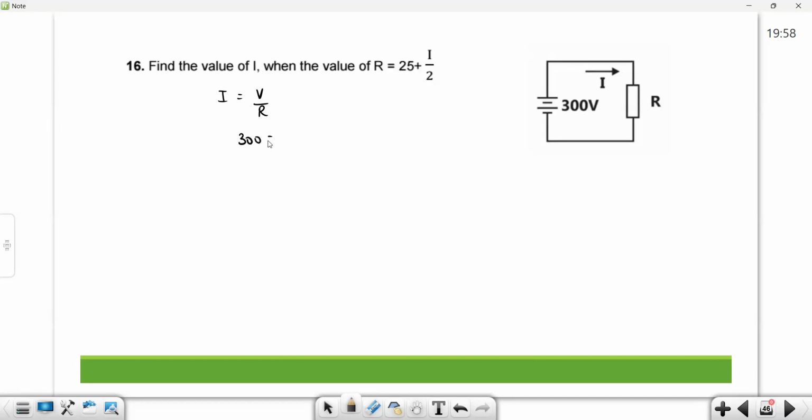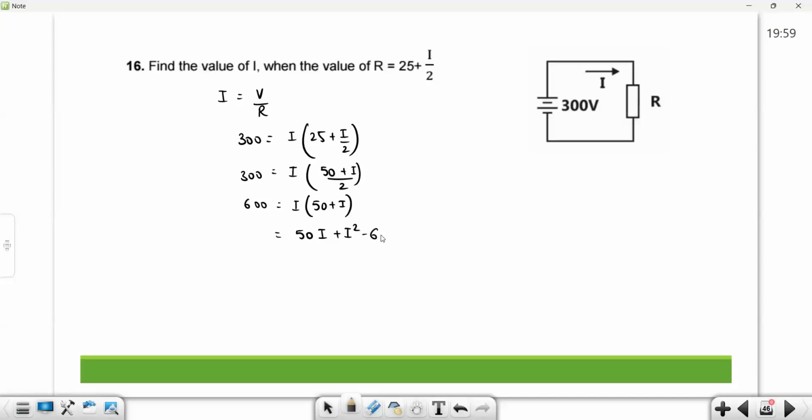That means 300 is equal to I into R. R means 25 plus I by 2. If you do LCM, then it will be 50 plus I by 2. And if you send this 2 to the other side, then it will be 600 is equal to I into (50 plus I). If you multiply this I with both 50 and I, then it will be 50I plus I square. You take this 600 to the other side, then it will be minus 600 equal to 0.